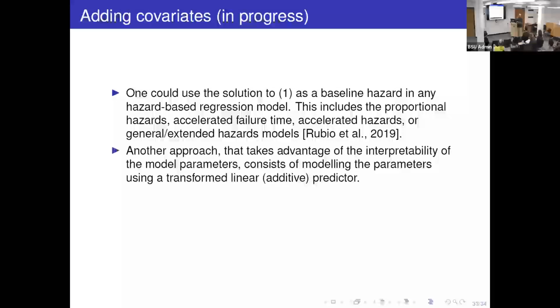So to fully take advantage of this approach, what we think will be more interesting is to model the parameters using a transformed linear or analytic predictor, because then if we are claiming that ODEs are very interpretable, they have interpretable parameters, then if we model each of the parameters, we will try to understand the effect of the covariates in the model. But nothing prevents you from using the first one, of course.